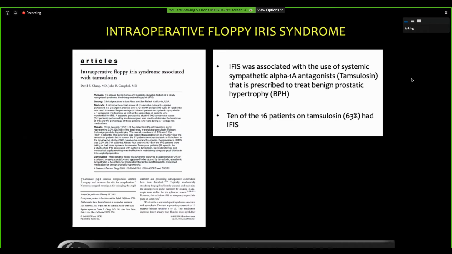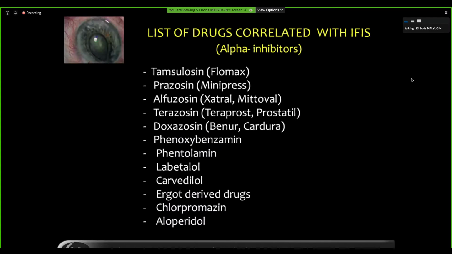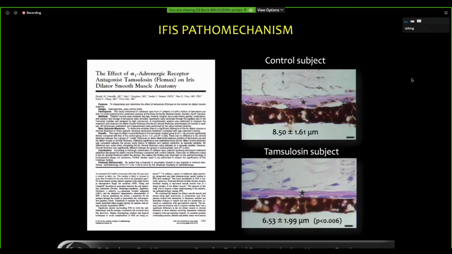I don't know, but I just want to come back one slide back and to credit David Chang and John Campbell for introducing this syndrome to our surgical community. And we know that there is a long list of drugs which is correlated with that syndrome. The pathomechanism is the thinning.